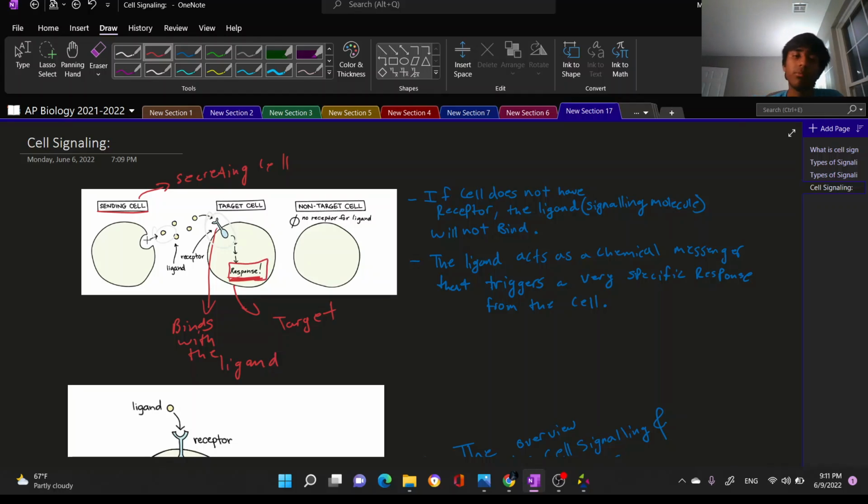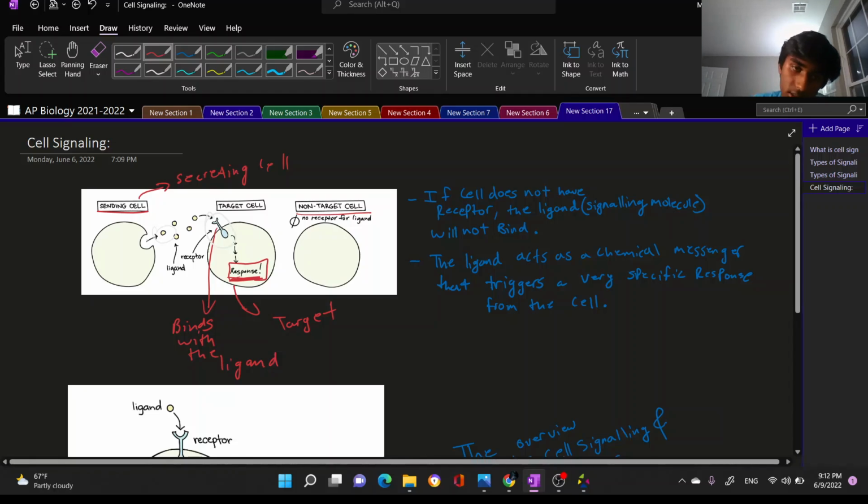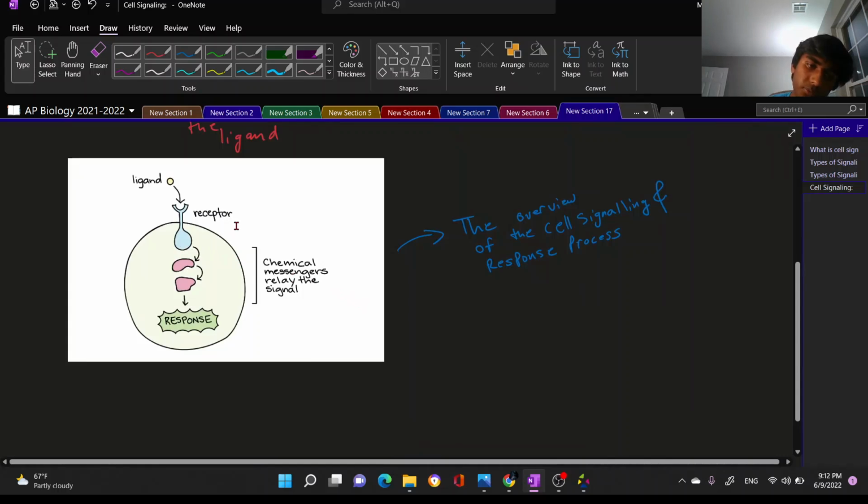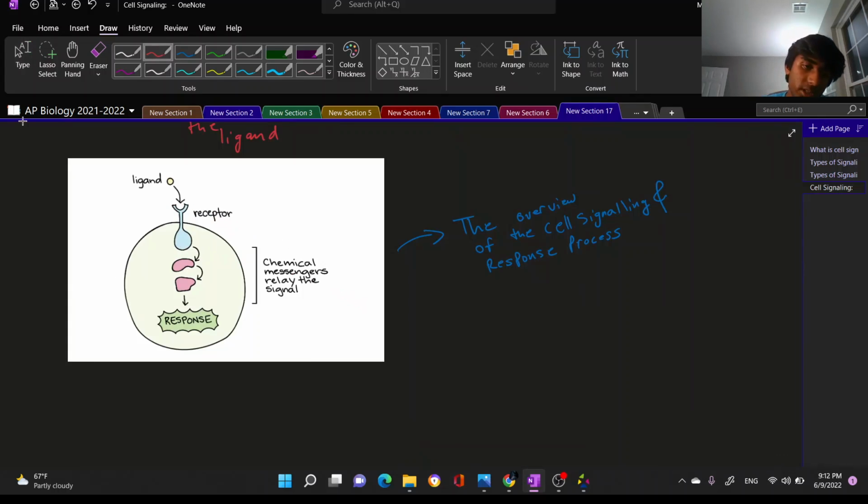So this response can be proliferation, cell growth, expression of a certain gene, pretty much whatever this message is. Again, you see over here the non-target cells. So cells that don't have the specific receptor for this ligand will not come in contact with this ligand because they don't have the receptor to bind to. And pretty much this cell will never receive the message that this secreting cell is trying to spread. That's what it says over here. It's very specific. And pretty much it involves three steps, like we said earlier.